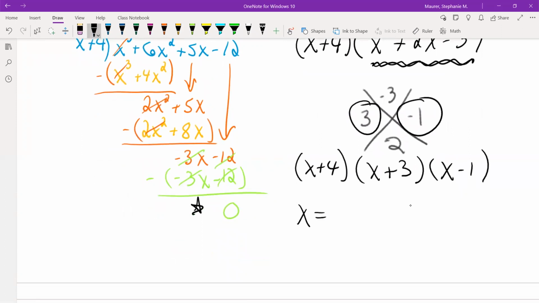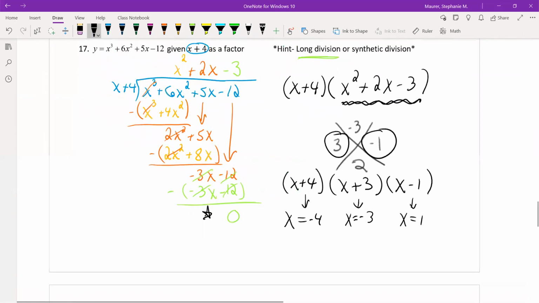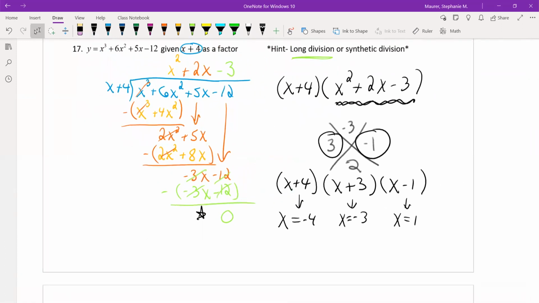It doesn't ask you for the zeros, but we could easily find them and get ourselves a -4, a -3, and a +1. And that is the benefit of long division. So it kind of seems silly at the beginning, like, why are we doing this process? But once you've done this process, you have a very quick, easy problem to work with that you can indeed factor.